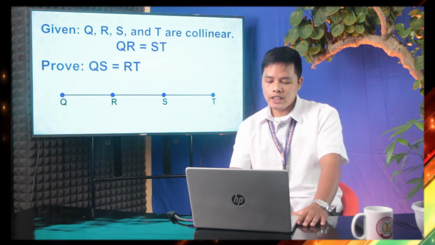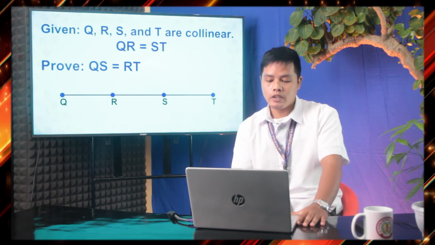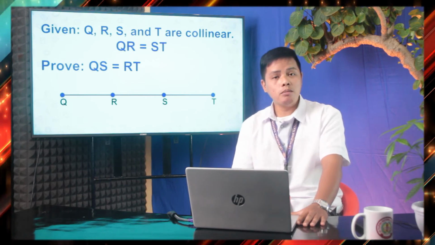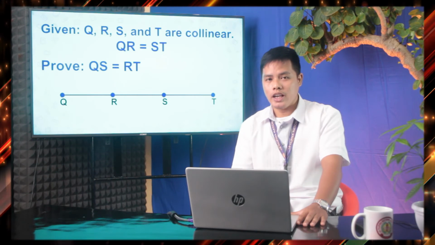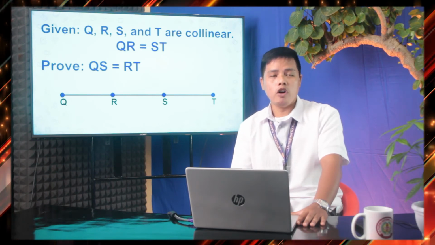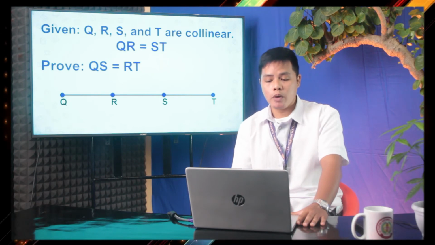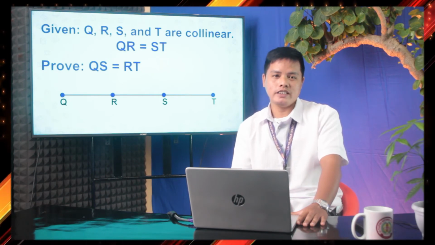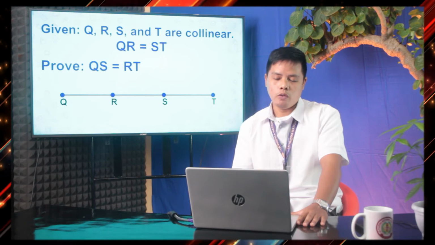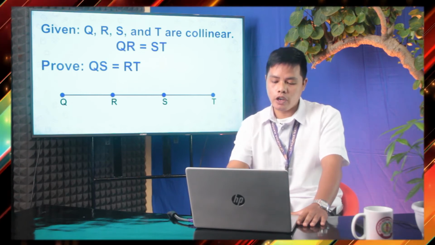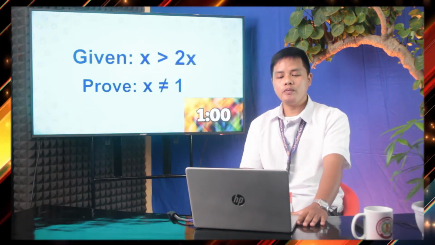Now, for our last statement, we have line segment QS is equal to line segment RT based on our substitution, or it can be called the transitive property of equality. Did you get it correctly? Well, very good. Now, let's proceed to our second example.